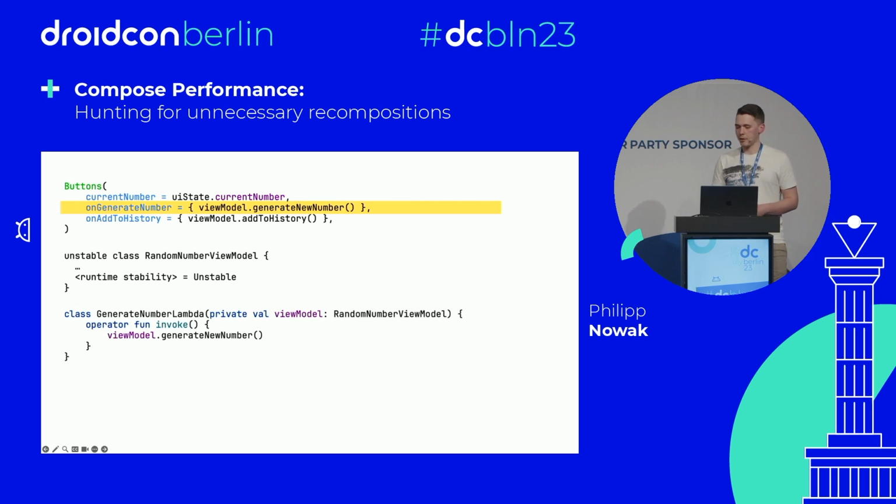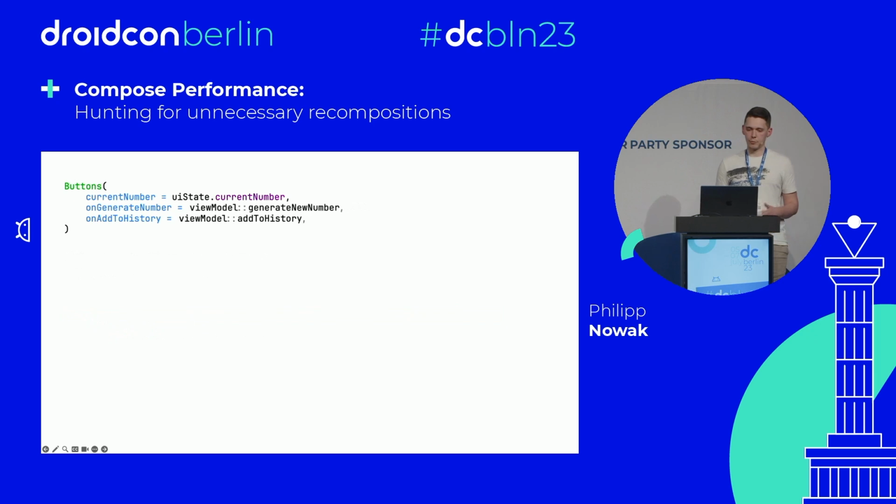At compile time, an anonymous class is generated, which could look something like this. As you can see, this generated class takes the view model as a parameter, so we have an unstable input parameter at this point. That's why we are seeing recompositions here. So how can we solve this issue? We need some way to avoid the generation of the new class.